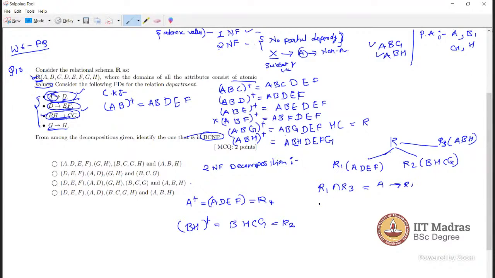So now let us take R13 such that R1 union R3. So that will be A, D, E, F, and B, H. Now let us take the intersection of R13 and R2. What is the common attribute here? BH, right? Now if I take the closure of BH, I am getting R2, right? From this functional dependency, BH determines CG. So my decomposition is a lossless decomposition, right?